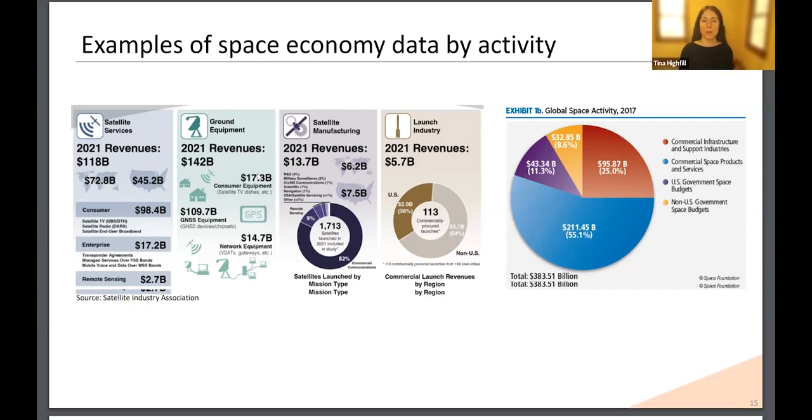On the left-hand side, Satellite Industry Association categorizes the space economy and satellite economy by services, ground equipment, manufacturing, and launch. We realize that these types of activities are more salient to our data users, and so we're looking at ways to possibly reorganize the statistics in a way that would be more usable, where our space data users are more comfortable thinking about the data in those ways. So that's one of our major goals for future research in this area.